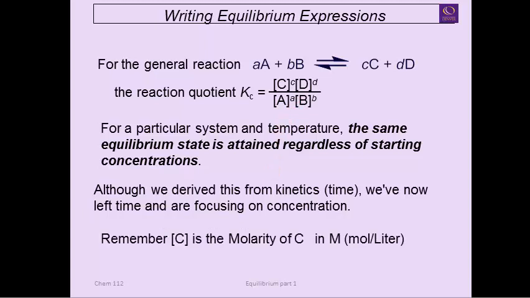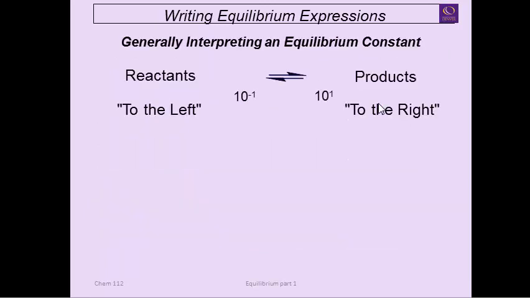And once again, reminding you that anytime you see this bracket, it assumes molarity, it's the concentration, moles per liter. So there's your reminder about the equilibrium expression. Always put your products over your reactants. All right. So now let's just generally interpret an equilibrium constant, that K.